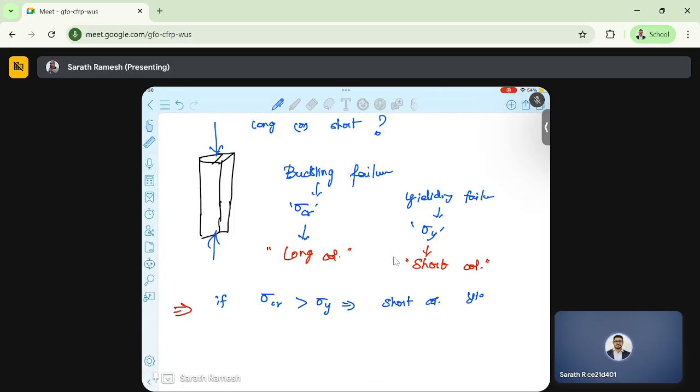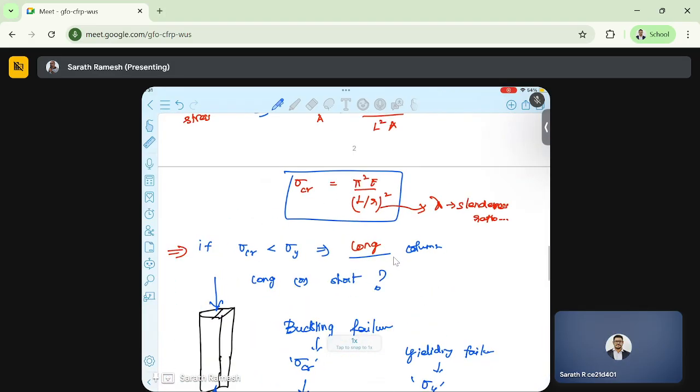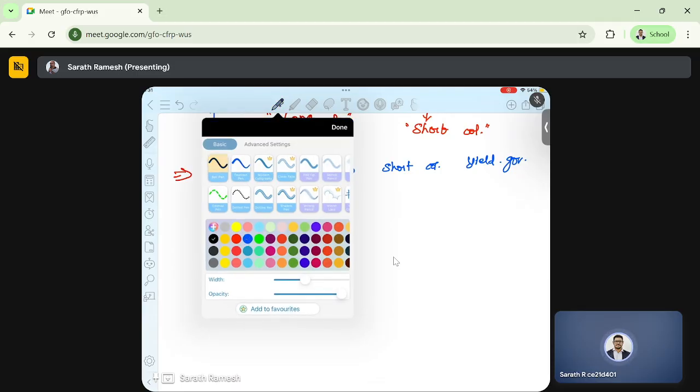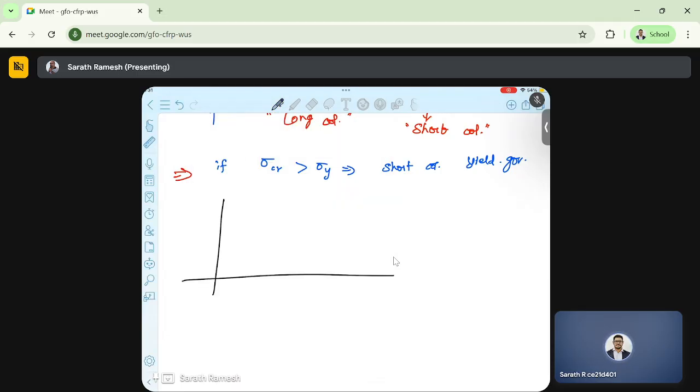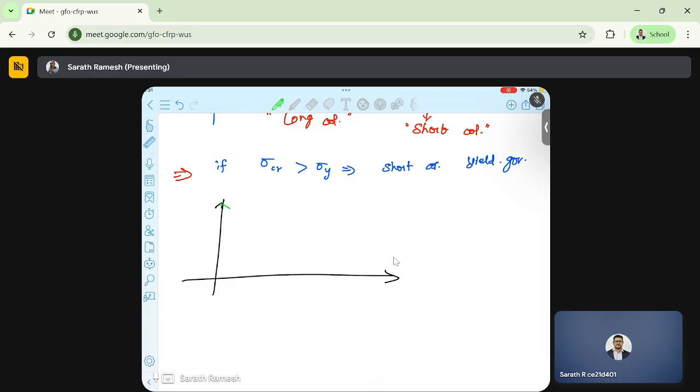So yielding governs. Okay, of course, we can plot this expression, sigma CR equal to pi square E by (L by R) square, in a graph, and we can get this nice plot, the Euler's curve. So this is sigma CR, and this is L by R, the slenderness ratio. This is in general sigma.